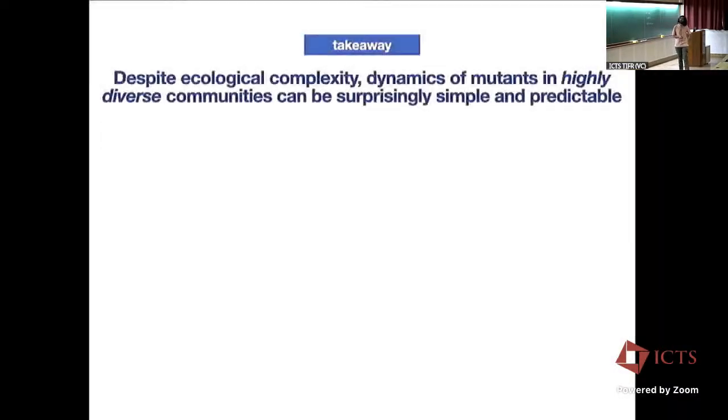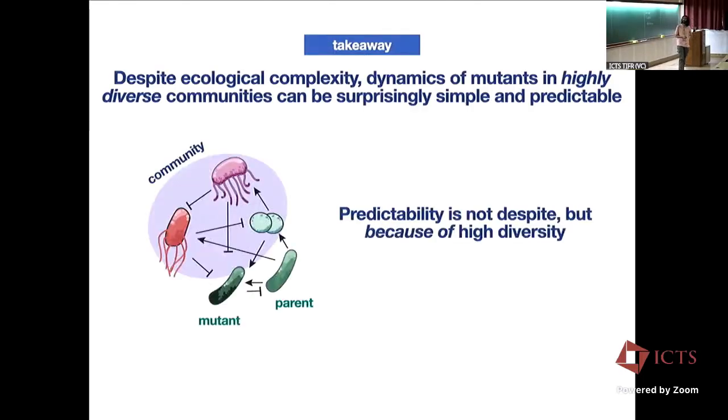All right, so I'll just end by saying that the takeaway in some sense is that despite the ecological complexity, I hope you can see that the dynamics of mutants in highly diverse communities can still be captured in a surprisingly simple and predictable way. And this predictability arises because of the high diversity, not despite it. Thanks.